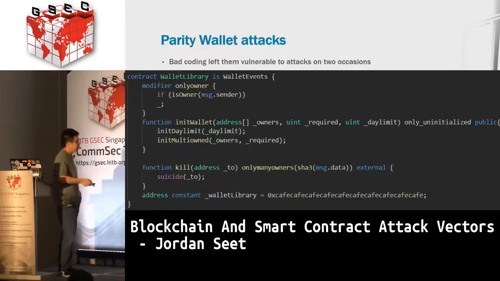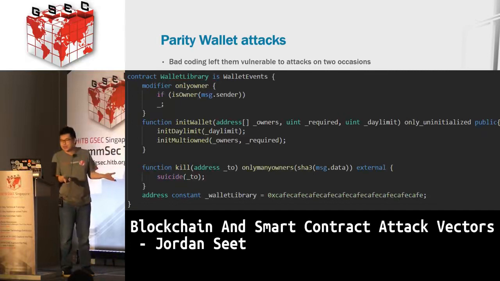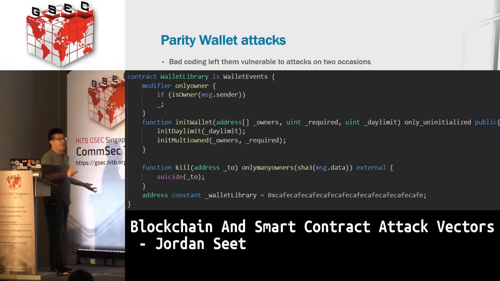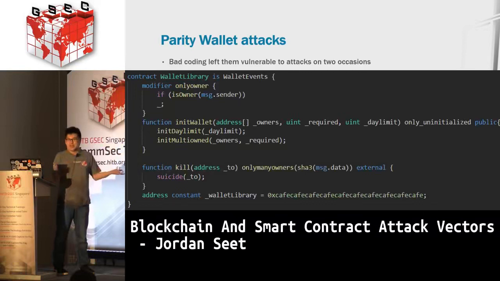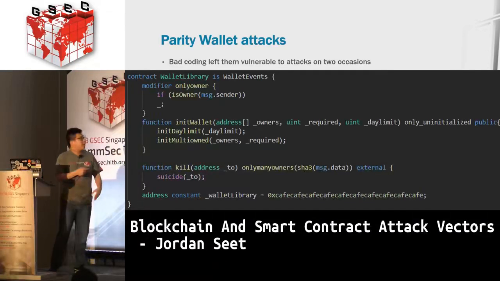What happened was that Parity didn't realize that their wallet library was in essence a wallet itself. So the hacker called init wallet, took ownership of the entire wallet library, and then killed the entire library. Then basically everyone's funds were frozen because no one could actually access this library, as the address is hard-coded. No one could access their funds and everyone's like, what the heck is going on? That actually caused $31 million of Ether to be frozen. So that bad coding left them vulnerable to attacks, and what happened to Parity is they just gave up. They didn't do wallets after that.